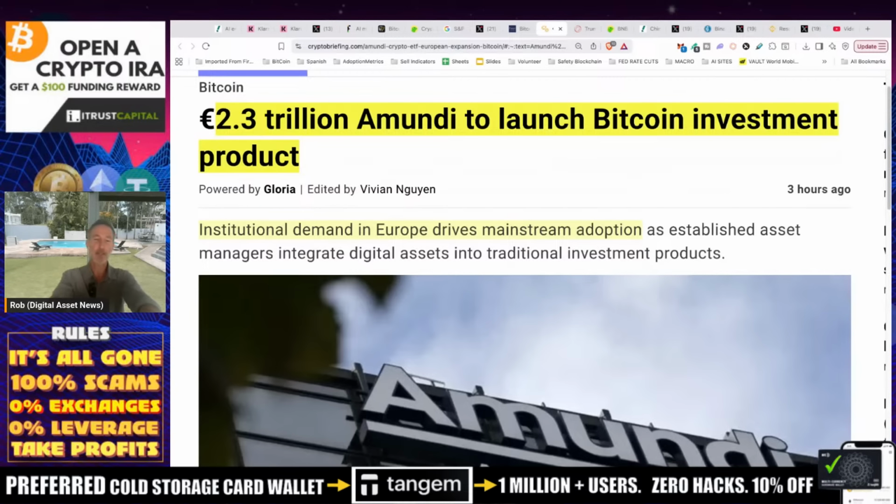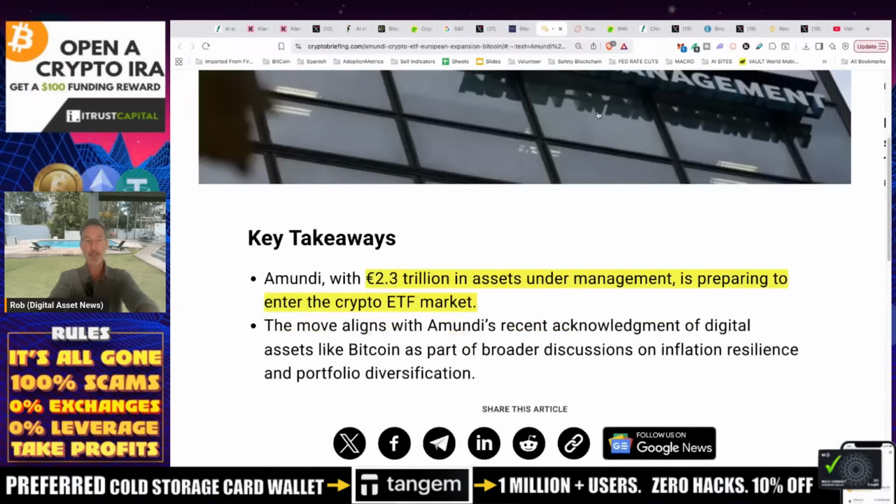Now these guys are based in the EU. Institutional demand in Europe drives mainstream adoption. 2.3 trillion in assets under management, preparing to enter the crypto ETF market. And there were a couple of announcements that were interesting to say the least, but this was the most data I can see.